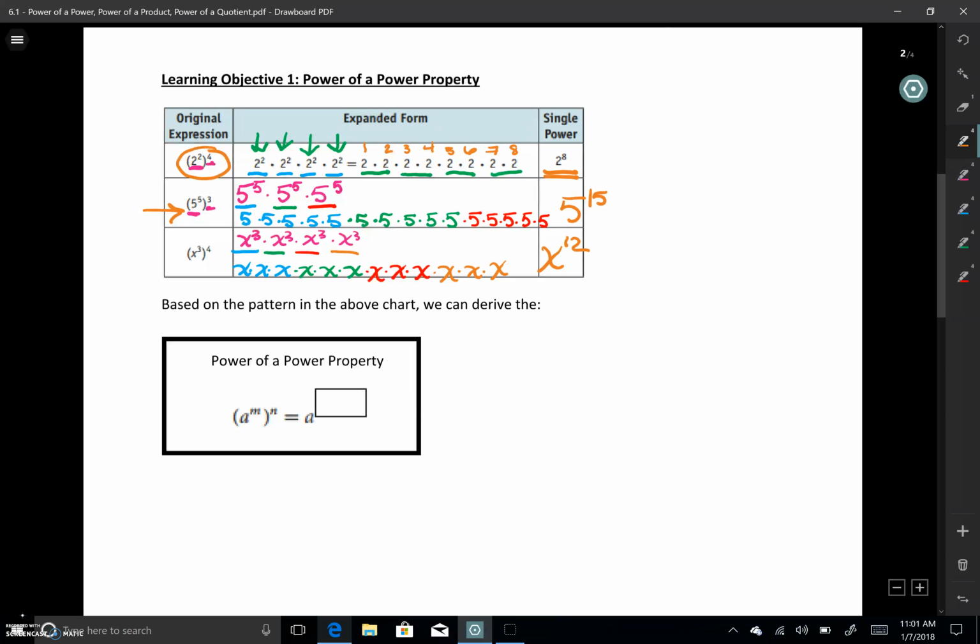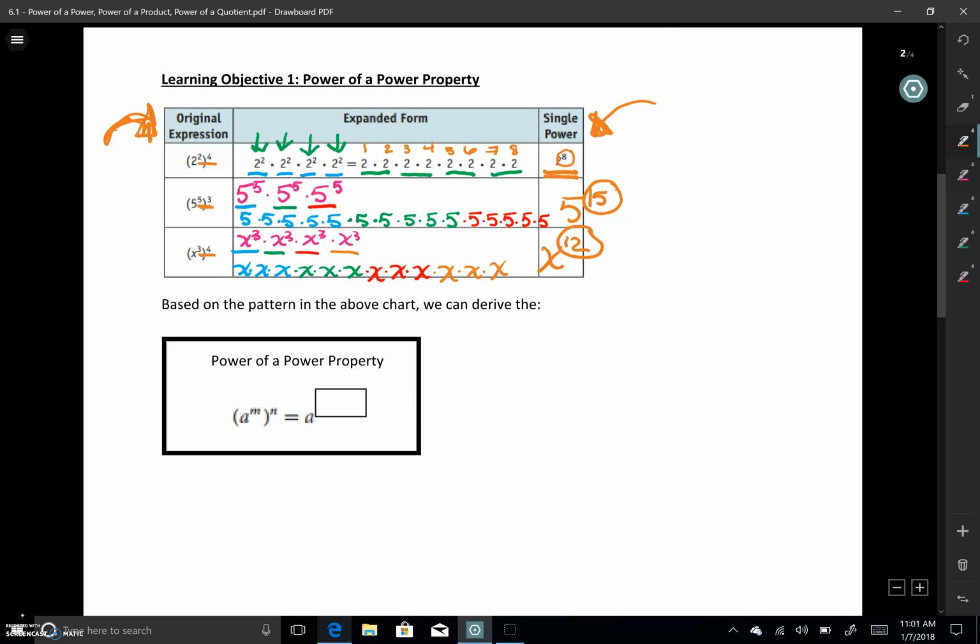So my question is, how can we find a pattern between the exponents in the original expressions column and the exponents in the single powers column? Well, let's look here. My exponents for my first line are 2 and 4. Well, 2 times 4 just so happens to give me 8. My exponents in the original expression for the second row are 5 and 3. 5 times 3 gives me 15. And then 3 and 4 in the third row, 3 times 4 gives me 12.